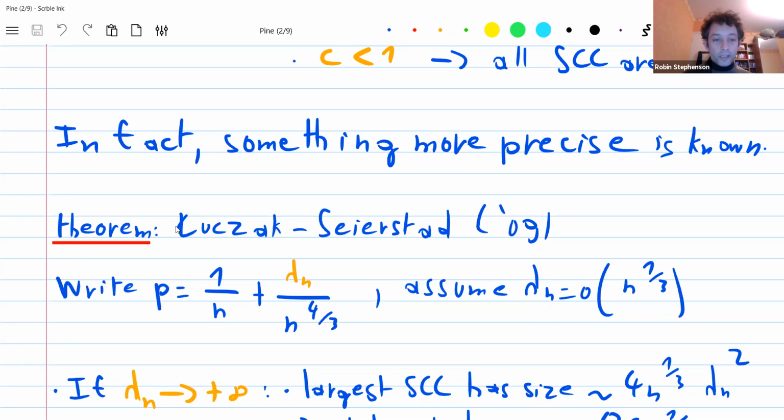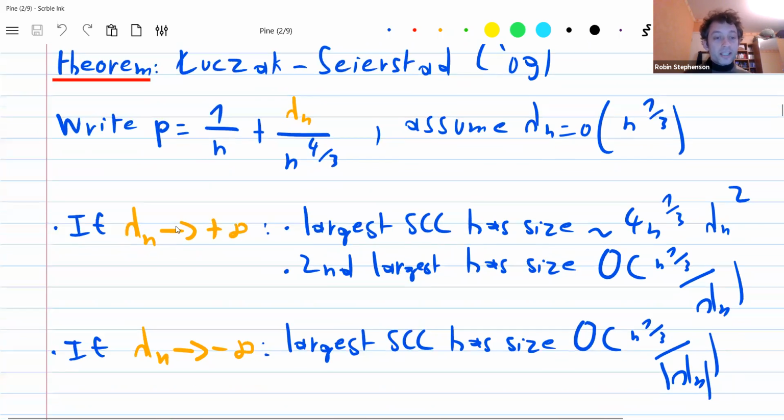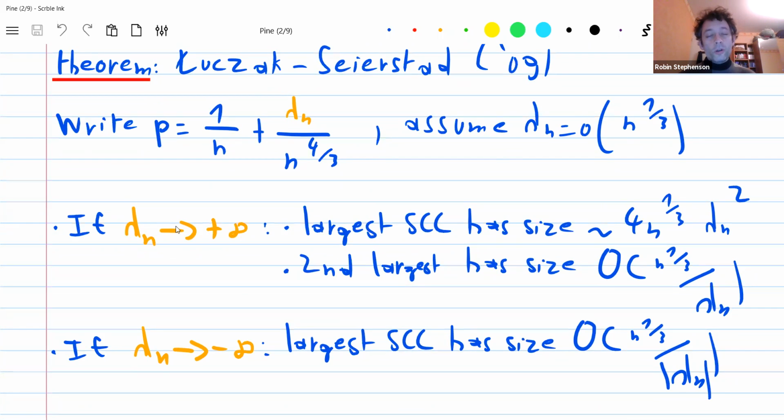And when we do that, we're going to look at what happens when lambda does tend to plus or minus infinity, just not too fast. And it turns out that we enter some phases which we could call quasi-supercritical and quasi-subcritical. So if lambda_n tends to plus infinity, the largest strongly connected component isn't quite linear in size, but has size n to the 1/3 times lambda_n squared. It's still quite large. Meanwhile, the second largest is much smaller because we're going to get a big O of n to the power 1/3 divided by lambda_n. So there's a difference of lambda_n cubed if you divide one by the other.